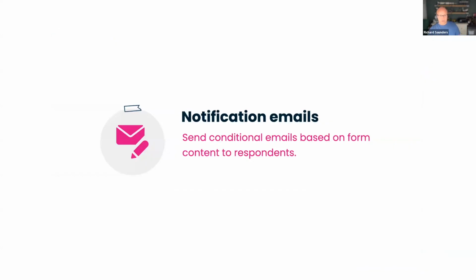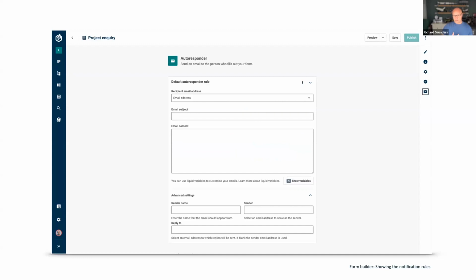We also support sending conditional notification emails based on that content as well. So if you wanted to do a freedom of information request email, you might say, we've got 20 days to respond to your freedom of information request, and provide maybe the form reference number and the expected date. So yeah, same rules builder within notification emails as there are in confirmation messages.